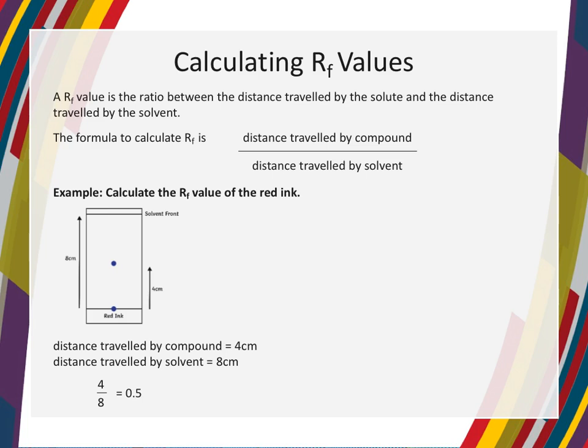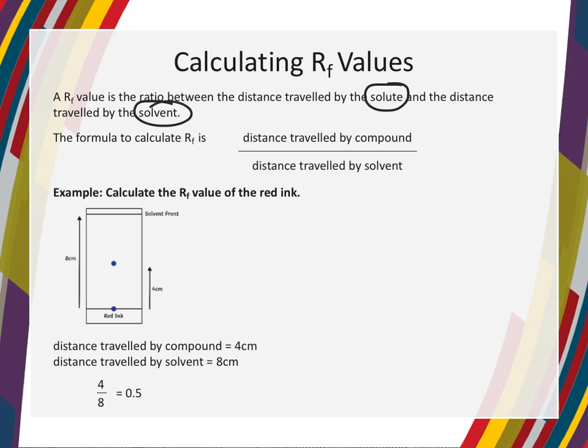Right. How to calculate an RF value. So an RF value is the ratio between the distance travelled by the solute and the distance travelled by the solvent. I said that wrong earlier. Got to be very careful there.